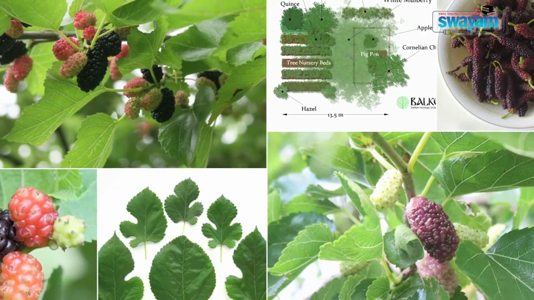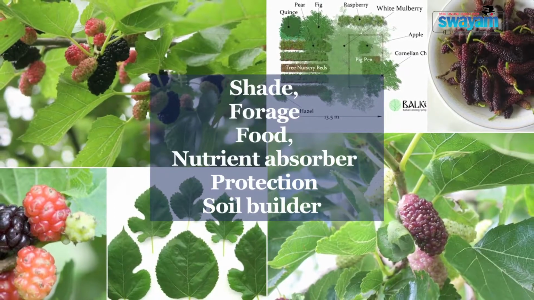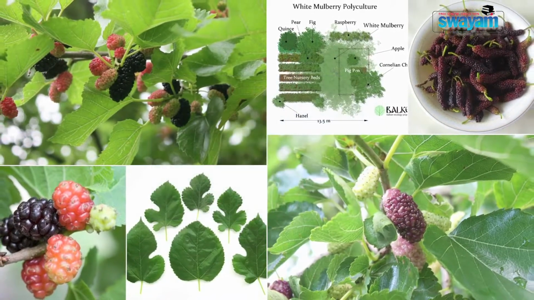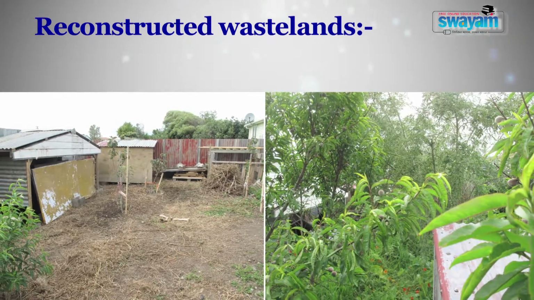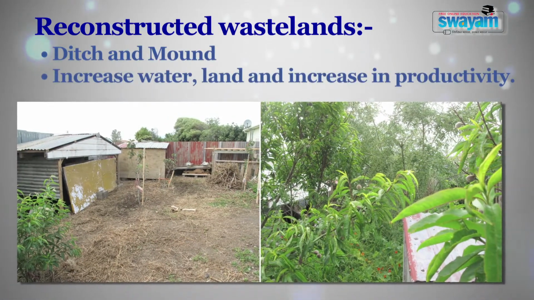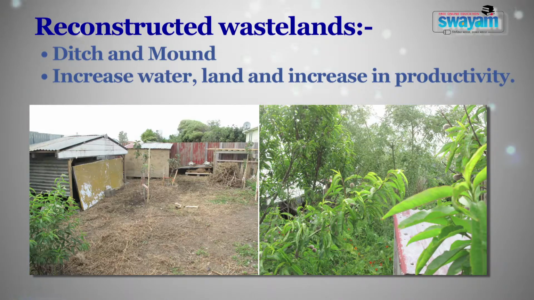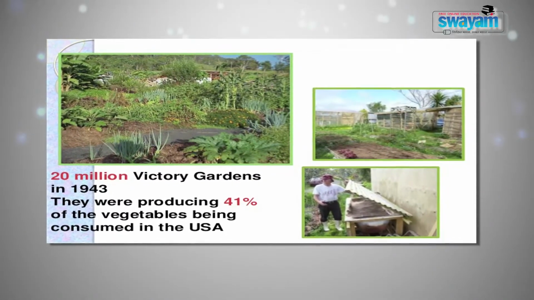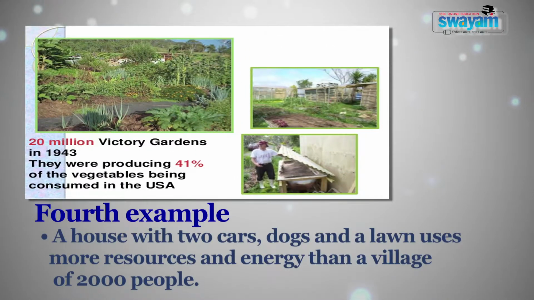We have various examples of permaculture besides the Chibuba project. Another very good example is the mulberry tree. How is it a very good example? Because it provides us shade, forage and food, and it is a very good nutrient absorber. It protects the soil. It is actually a soil builder. So, it is a good example of permaculture. Another example is the reconstructed wasteland. Ditch and mound increase water availability, land and productivity. A third example is that 20 million victory gardens were producing 41% of the vegetables being consumed in the USA. Another example: a house with 2 cars, dogs and a lawn uses more resources and energy than a village of 2,000 people. So, these are a few examples of permaculture techniques which help in reducing waste, and they emphasize the agriculture system.